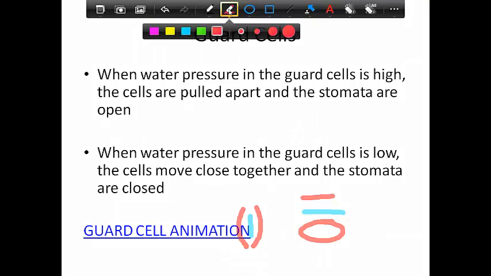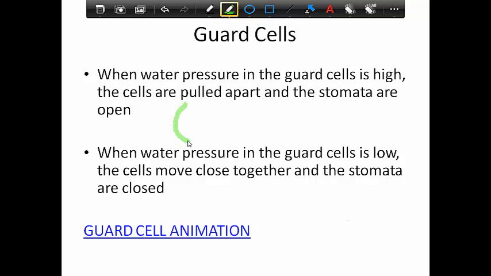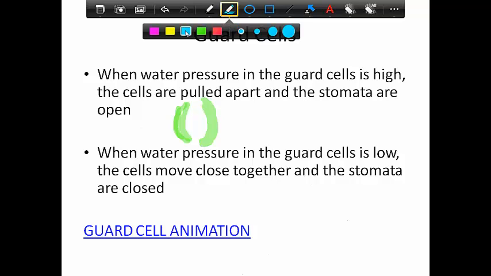Alright, so we're going to do these guard cells in green. Let's do the first one. When water pressure in the guard cells is high, the cells are pulled apart. So here's our guard cells. They're pulled apart, and the stomata are open. So there's a nice big hole in the middle for lots of gases to go in and out of the cell. And remember, water is also lost at this point through transpiration.